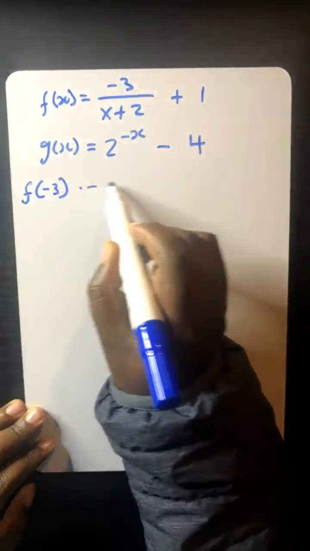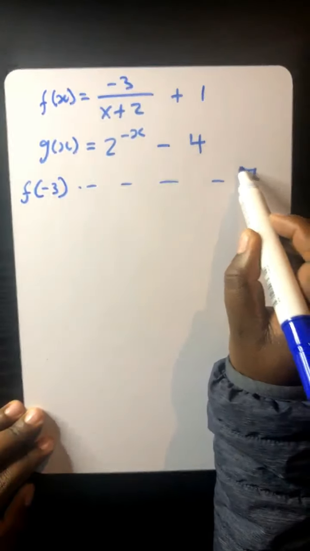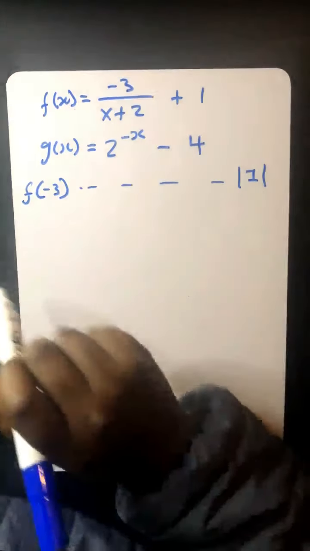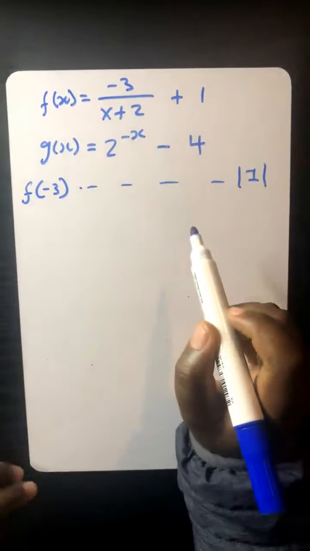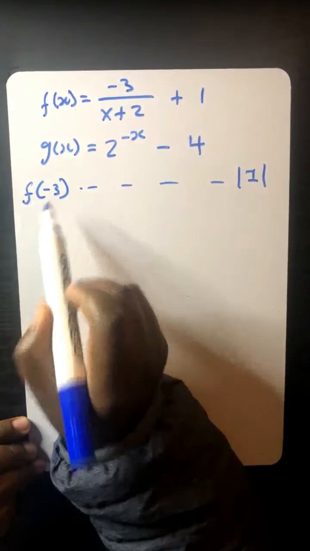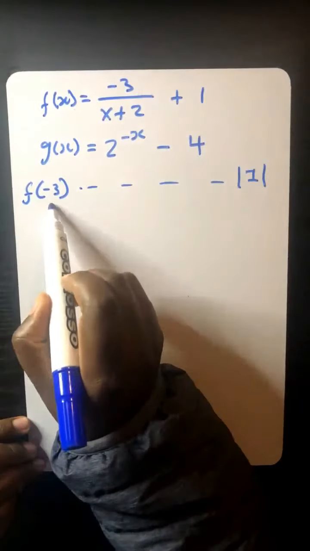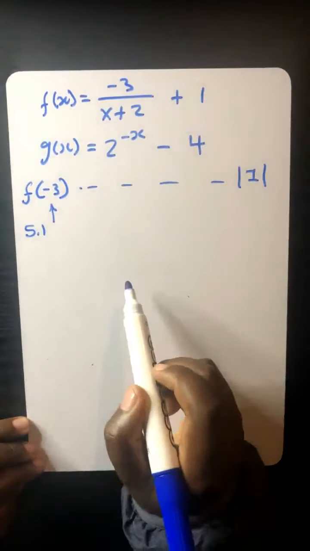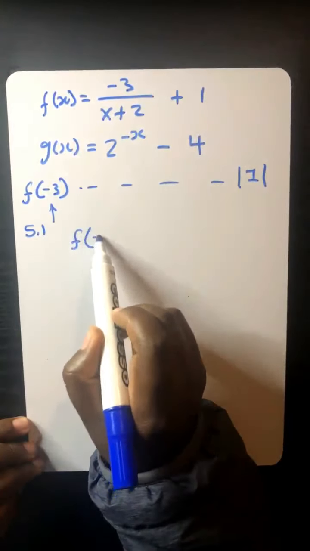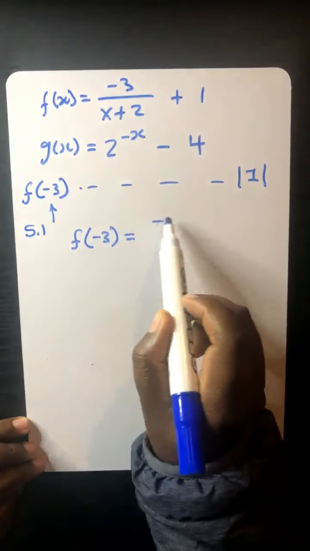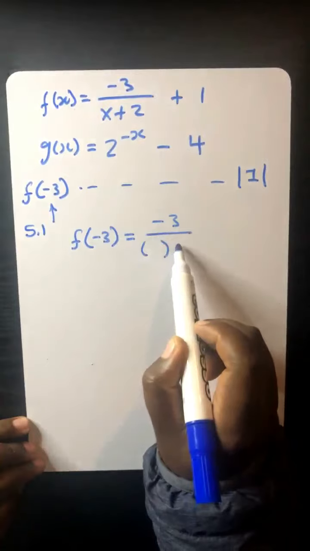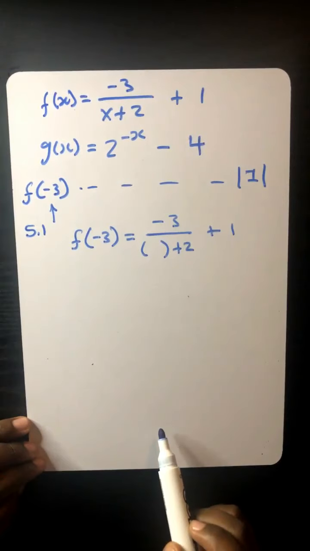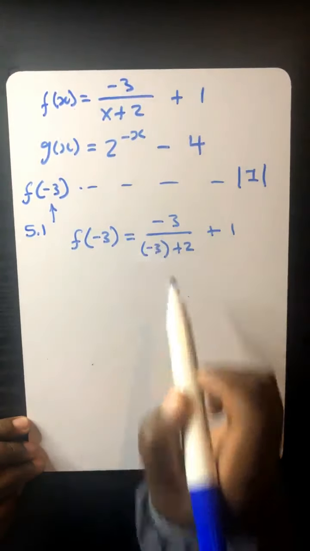The first question says determine f of negative 3. And this question is allocated how many marks? It's just 1 mark. So, ladies and gentlemen, sometimes questions are asked in a tricky way. So here they are saying f of x, but that x is being replaced by negative 3, which means what the question wants you to calculate is actually f of negative 3, where you see x, substitute negative 3 on this same formula. So wherever you see x, you are going to substitute negative 3.